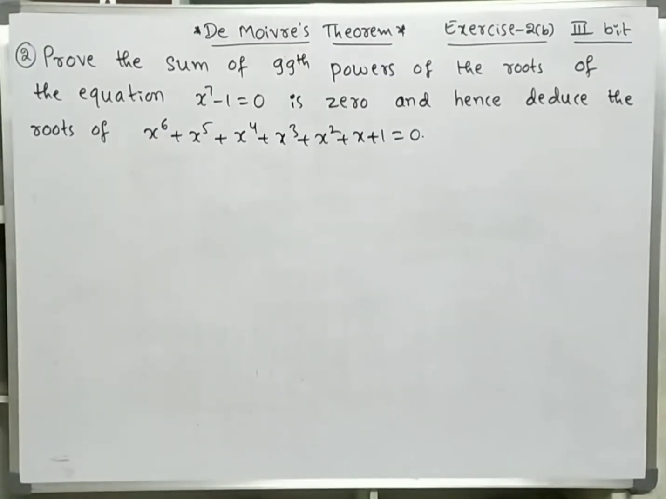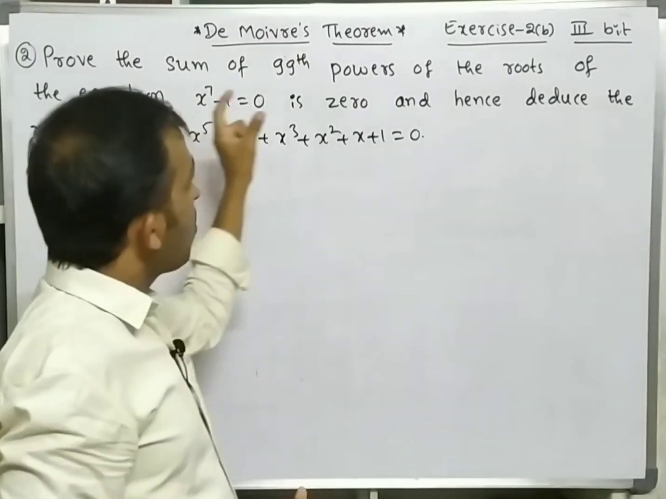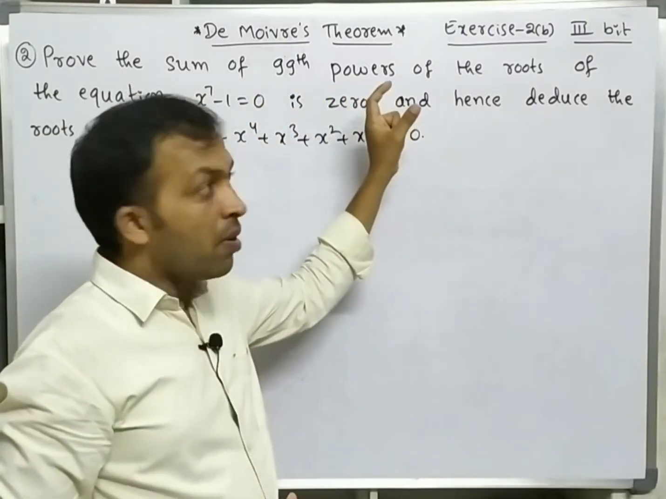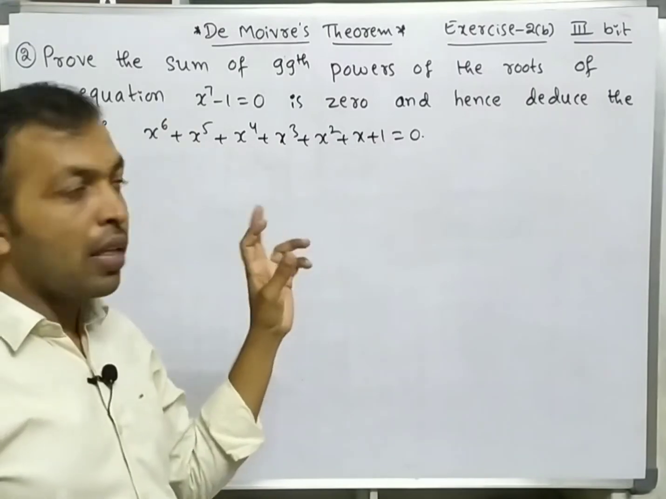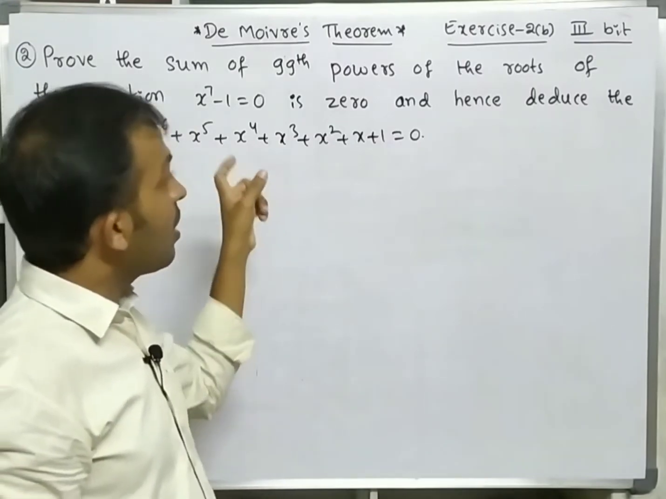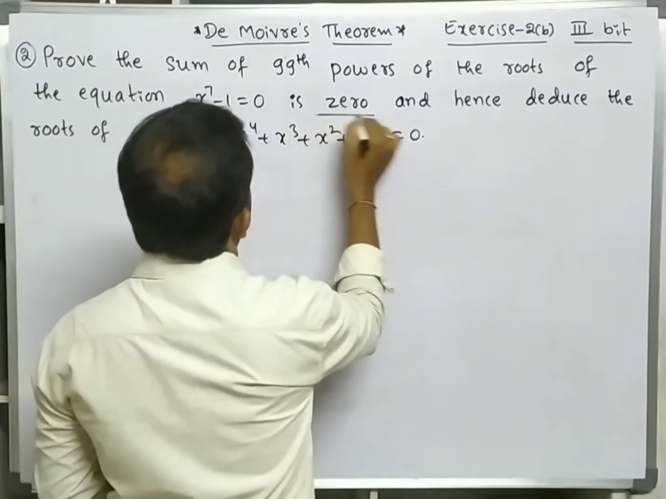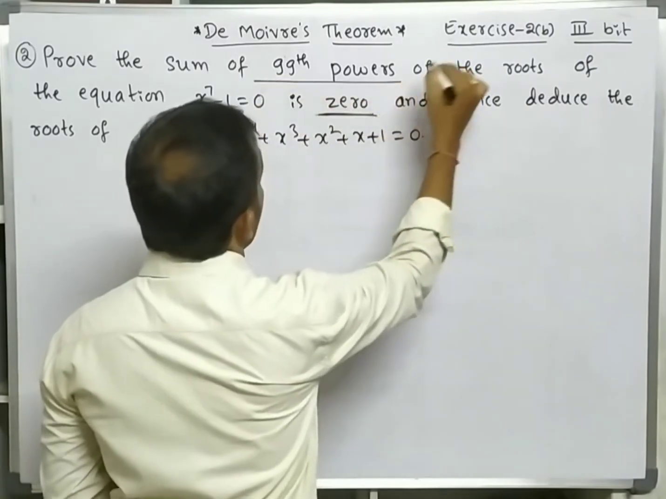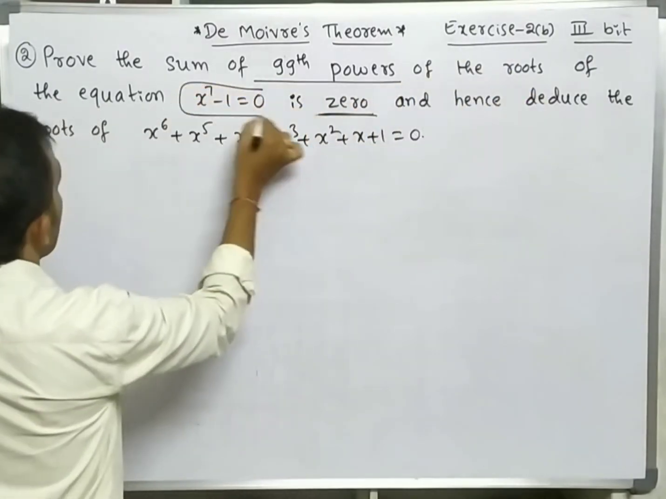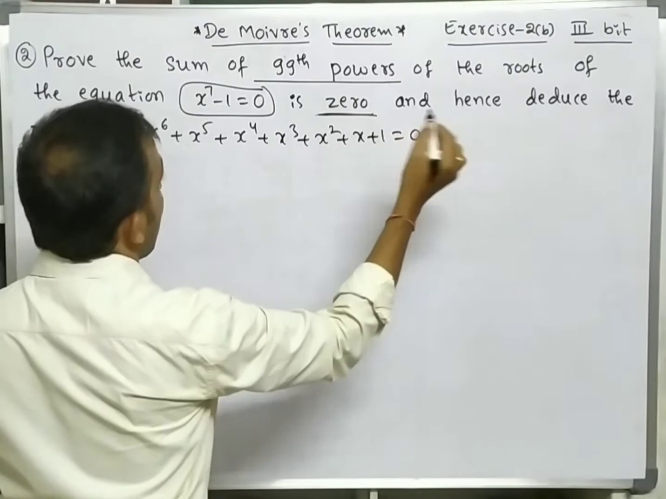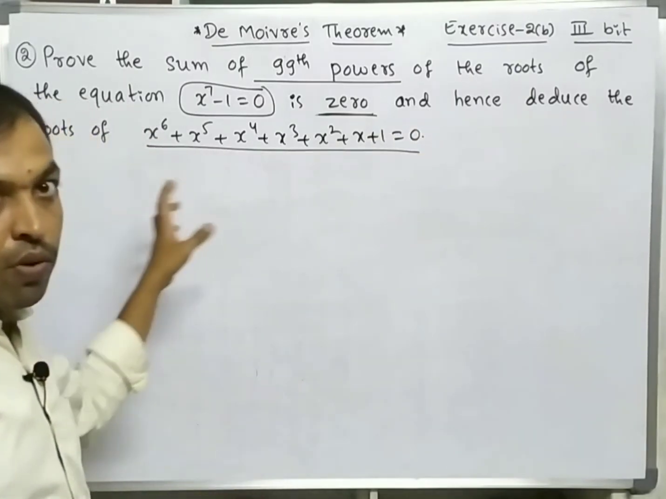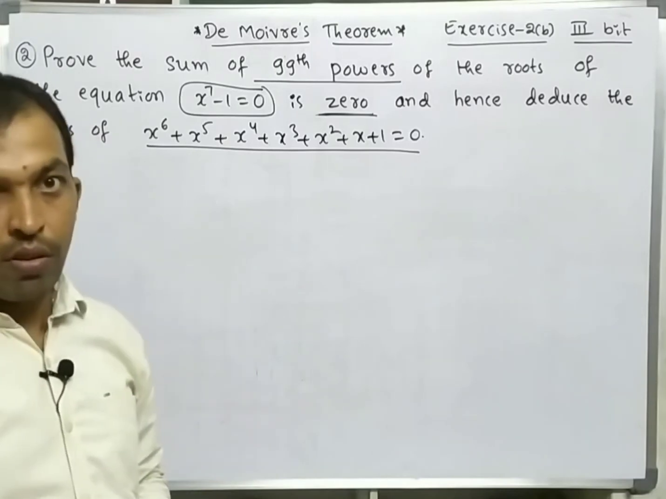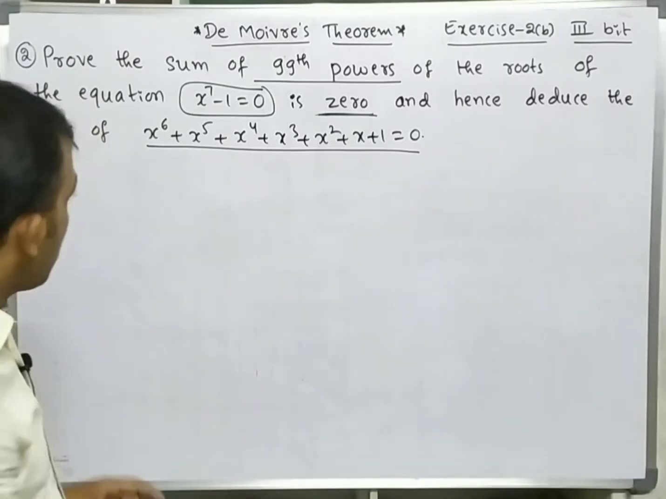Next, second problem: prove that the sum of the 99th powers of the roots of the equation x power 7 minus 1 is equal to 0 is 0, and hence deduce the roots. So from that we have to find the roots of this equation also. Listen carefully.